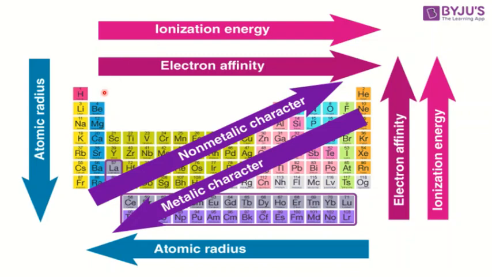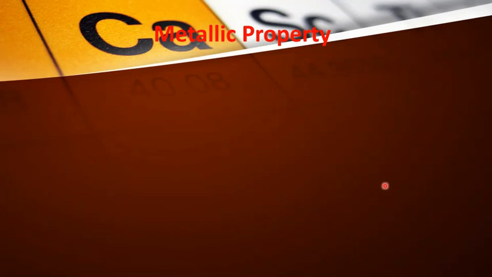Ionization energy gradually increases from left to right. And ionization energy gradually decreases from top to bottom, because here it's shown that it increases from bottom to top. Electron affinity gradually increases from left to right, and it gradually decreases from top to bottom. Now, all these properties, the change of the properties, we will learn in this class. So, at first, metallic property.